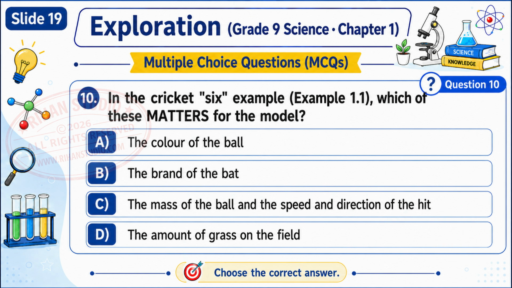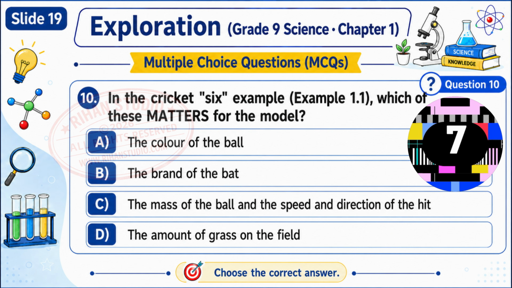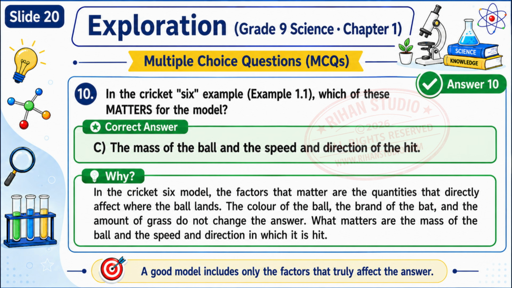10. In the cricket six example, example 1.1, which of these matters for the model? A. The colour of the ball. B. The brand of the bat. C. The mass of the ball and the speed and direction of the hit. D. The amount of grass on the field. Answer. C. The mass of the ball and the speed and direction of the hit.